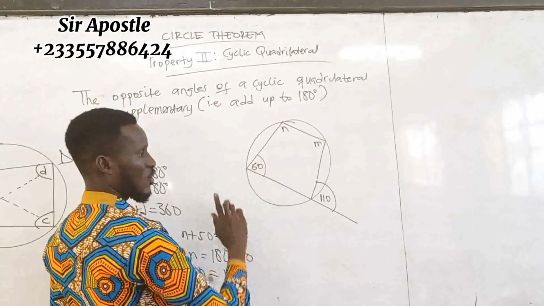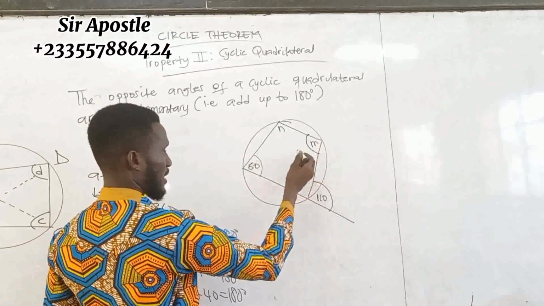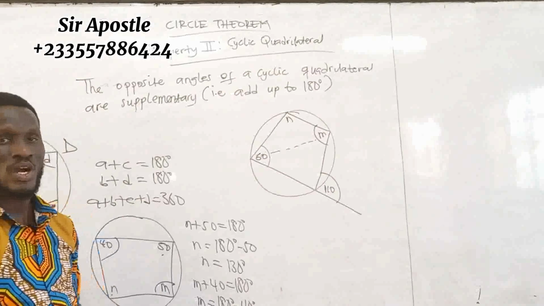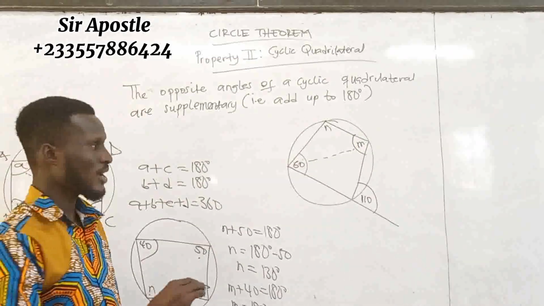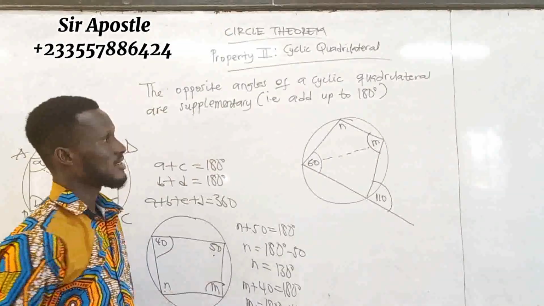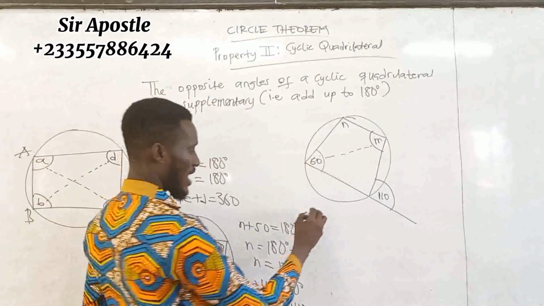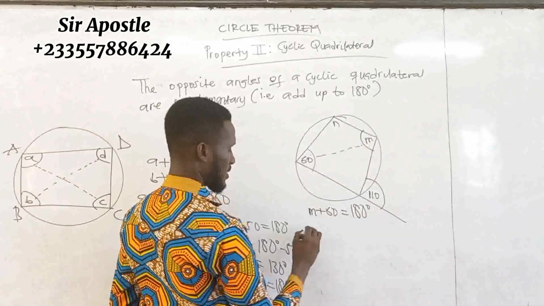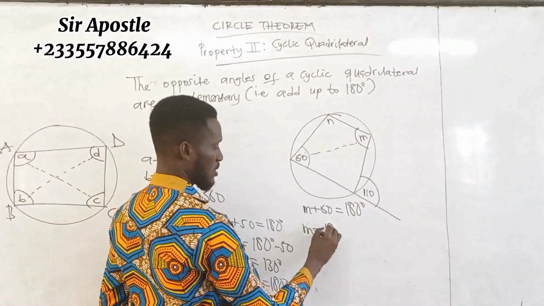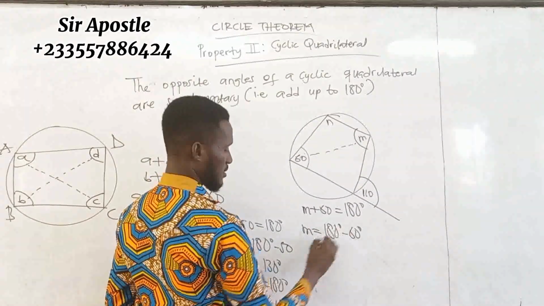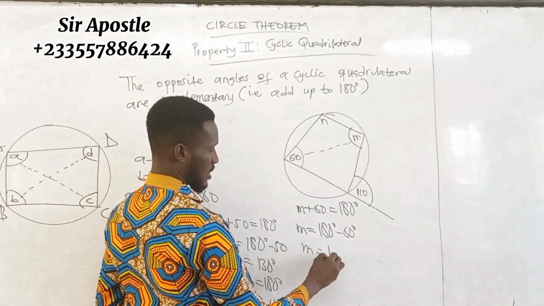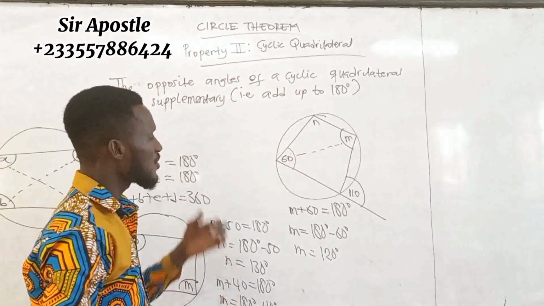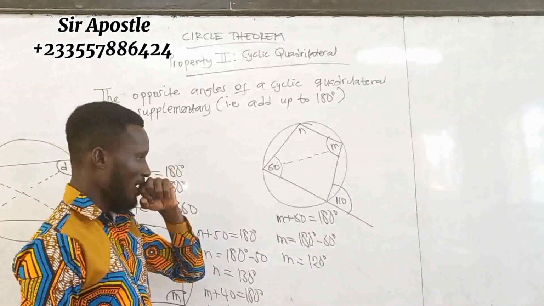So this and this are opposite angles. Here and here, they are opposite angles. And opposite angles add up to 180 degrees per our cyclic quadrilateral rule. So we have M plus 60 equal to 180 degrees. Our M will give us 180 minus 60. Our M will give us 120 degrees. Now, how are we going to find the value of N?